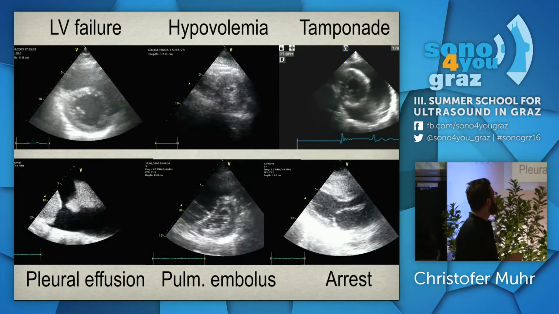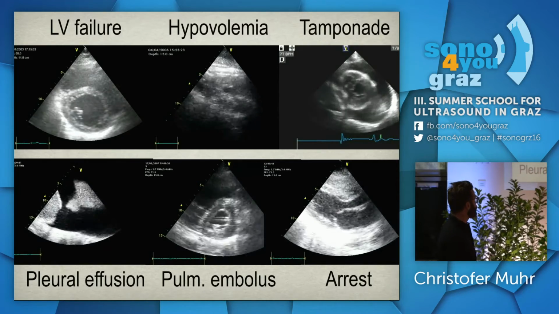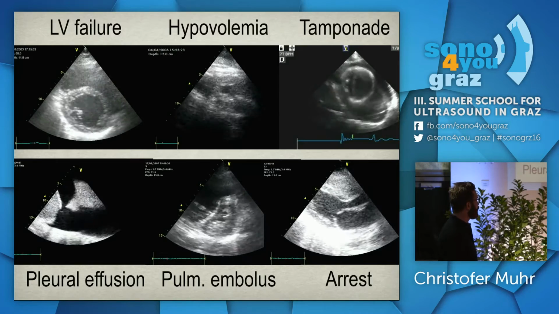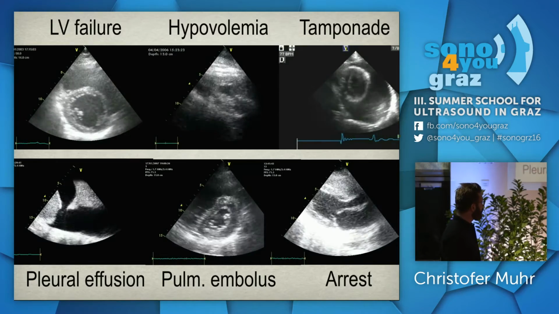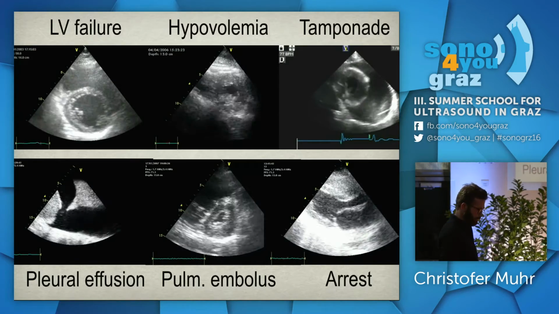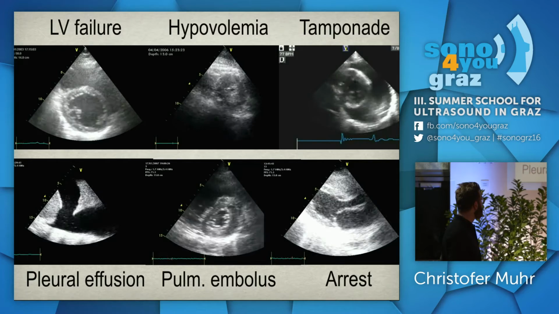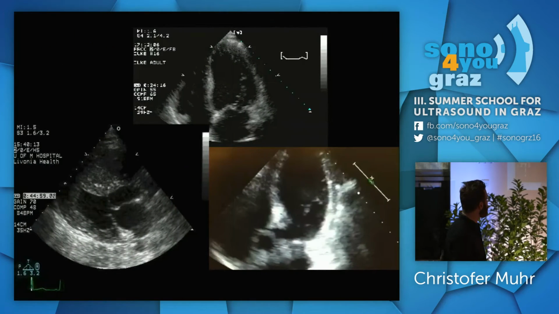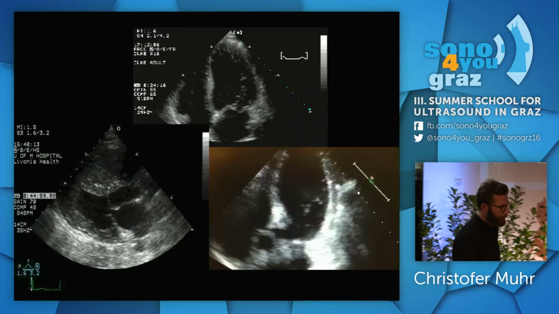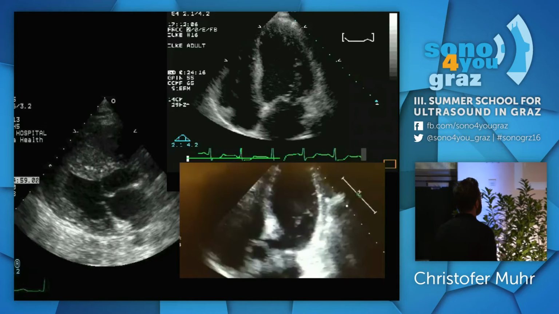These are all short axis, peristernal short axis views, right? And I think this should be a subcostal window. All right, let's see what happens here.